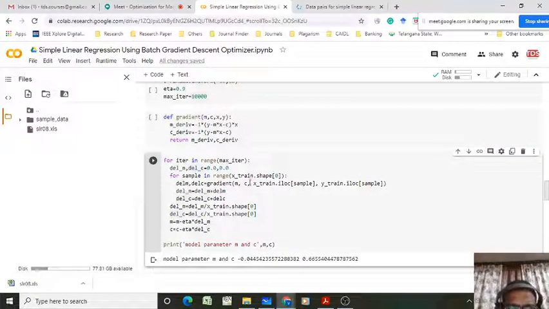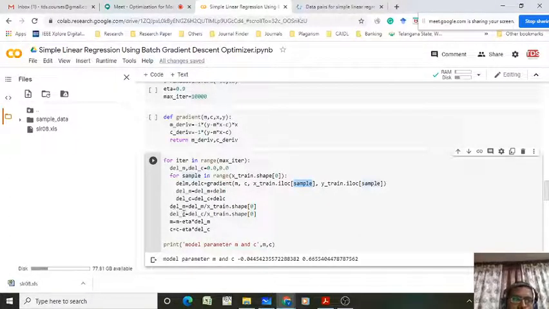Then you give the x value and y value in this fashion. You have to use dot iloc because x train and y train are data frames. If you want to locate a value from the given data frame, you have to use dot iloc, and sample means first sample, second sample, third sample. From each sample you pick x and y separately, and pass x and y to the gradient function. Later we sum it, and divide it by ns, the total number of samples. That gives the dou f by dou m value.